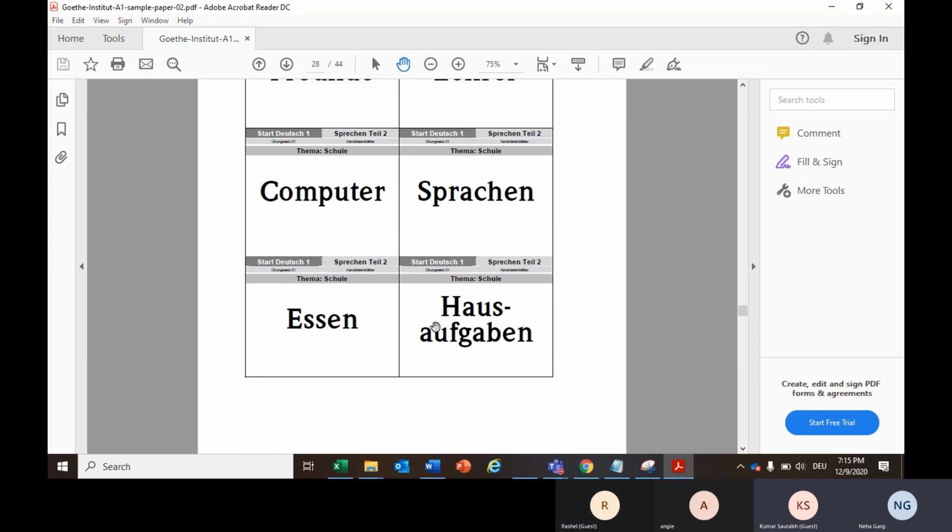Next word, Essen. Angie's turn. Essen in restaurant is sehr gut. Okay. Maybe Essen in the canteen. Like in the school we have a canteen, we don't have a restaurant. Correct. It's sehr gut, oder sehr schlecht. Okay.